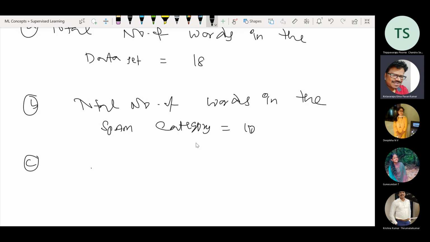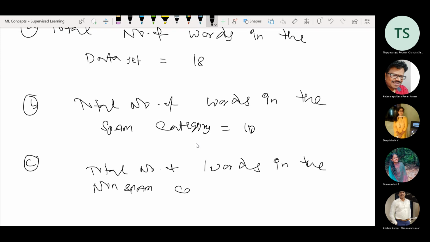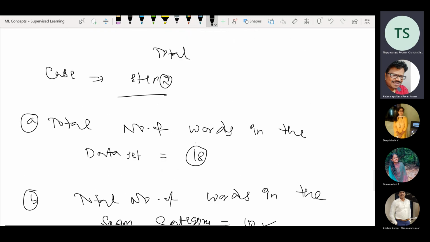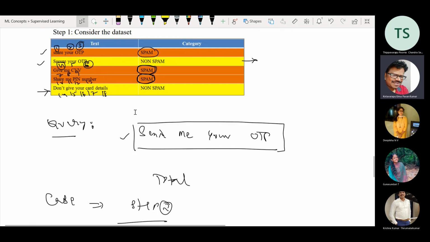Now, similarly, total number of votes in the non-spam category. Here, friends, of course, total 18, 10 are spam. Obviously, 8 becomes the non-spam. Okay, so likewise, we are analyzing the data, just as our algorithm is going to analyze it.